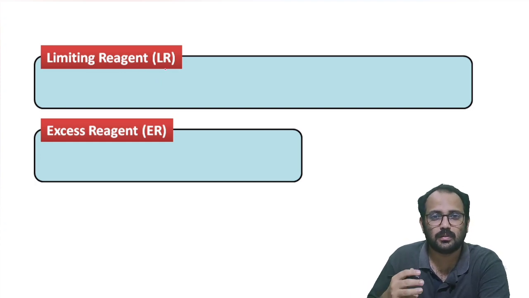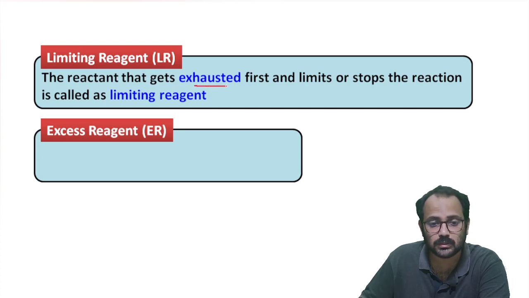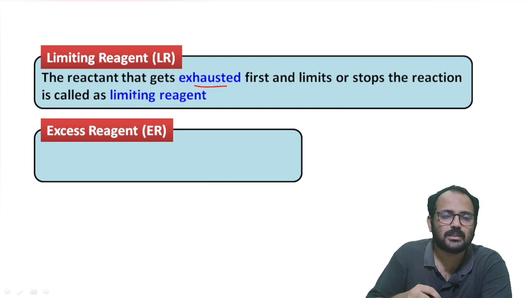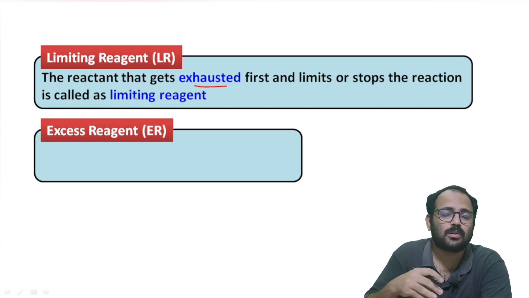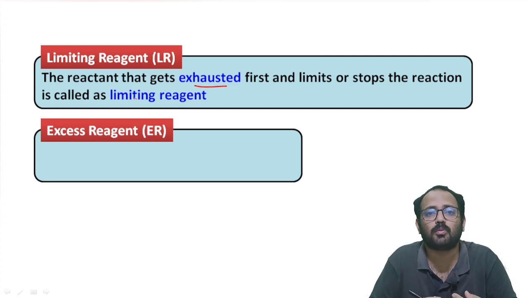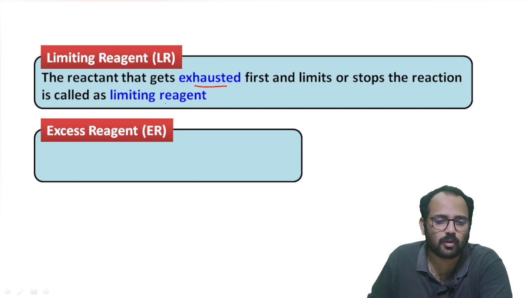We'll see the definition. What is that? The reactant that gets exhausted first and limits or stops the reaction is called the limiting reagent. So if it gets exhausted, then it is going to stop or limit the reaction or the amount of product formed. So the one which limits the amount of product formed is what we are calling the limiting reagent.